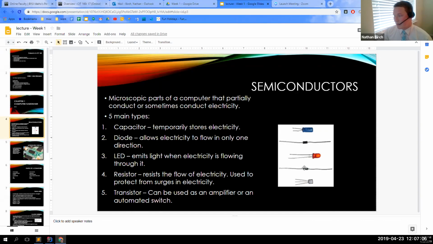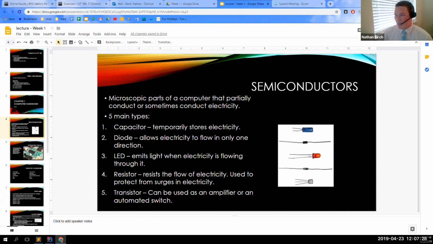There's a resistor, which resists the flow of electricity, and so electricity won't be able to travel through this resistor, and that's generally used to protect the computer and other pieces of hardware inside the computer from electric surges. And then there's a transistor, which can be used to basically amplify or automate switches in a computer.